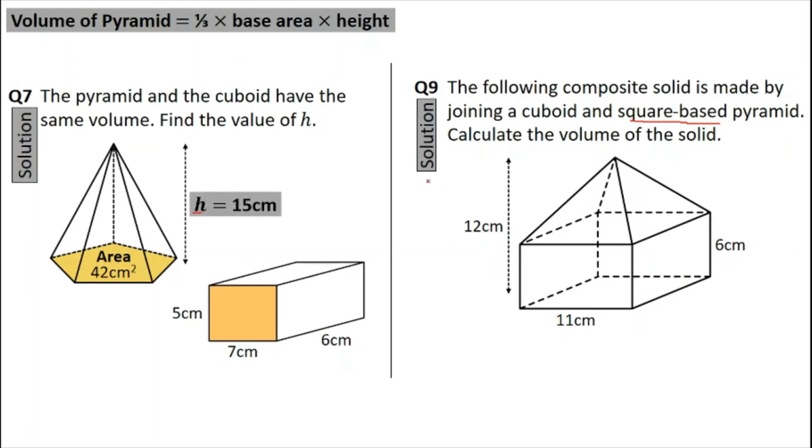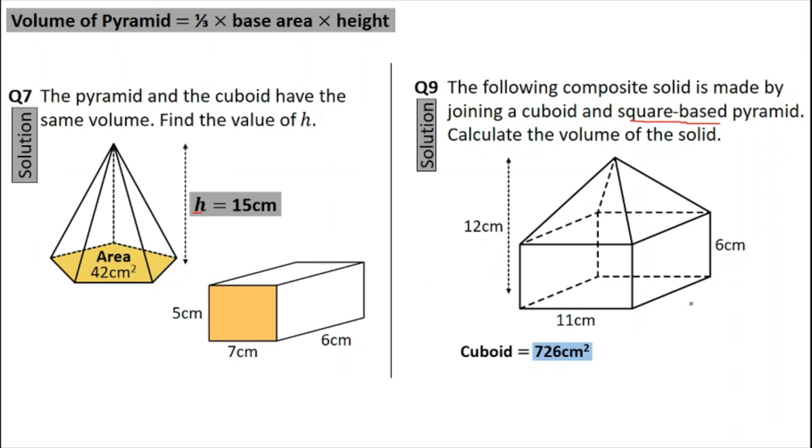Okay, the first one, you should have got 15 for the height by finding the volume of this. 5 by 7 by 6 will give you 210, and then you can use that and the volume, the pyramid here to work out this missing height. So you know that's 210, so the volume of this pyramid is 210. Use that then in your formula.